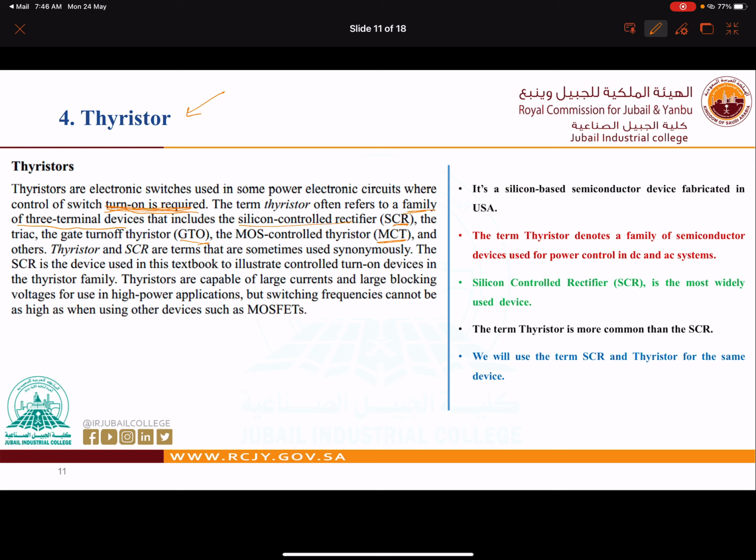The name SCR or thyristor is used sometimes, and the most common name is thyristor, or we can say silicon controlled rectifier. The thyristors are capable of large current and large blocking voltage for high power applications. So it is used for high power applications.